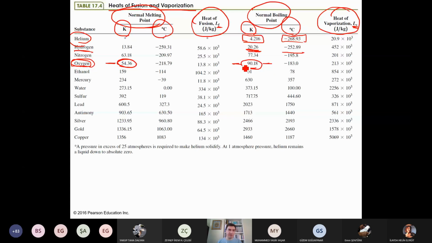And what do you see here? There is mercury and water here, you already know, and sulfur, lead, antimony, silver, gold, copper. Look at the copper. What about the boiling point? The melting temperature is this one, melting point 1356 Kelvin, okay, or 1083 degrees Celsius, and the boiling point is this one for the copper.